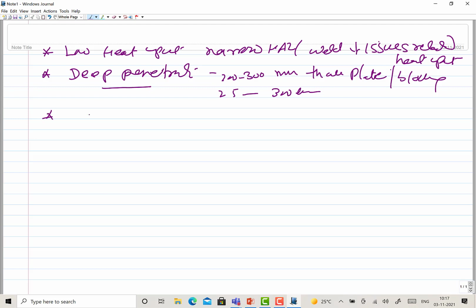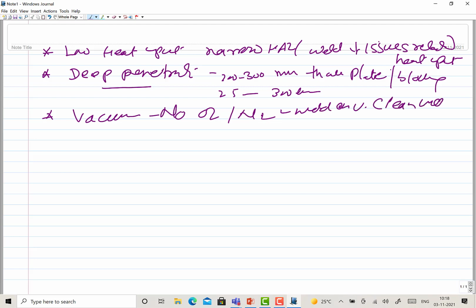And the third aspect is that we use vacuum. EBW, electron beam welding, is carried out in vacuum. So there is no oxygen, there is no nitrogen in the weld environment, and that's why you get a very clean weld.